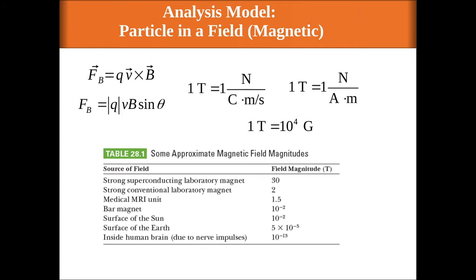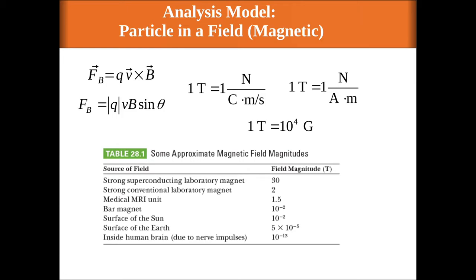And here are some magnitudes of the magnetic field just for your feelings. So the source of the magnetic field, the strongest one, from a superconducting laboratory magnet. I think this is something for the collider experiments, and they use such a strong magnet to bend the protons or to bend the electrons. So this is 30 Tesla. And the strong conventional laboratory magnet, so non-superconducting, the normal ones made of coils, the maximum is 2 Tesla, right? This is the number that I can imagine.